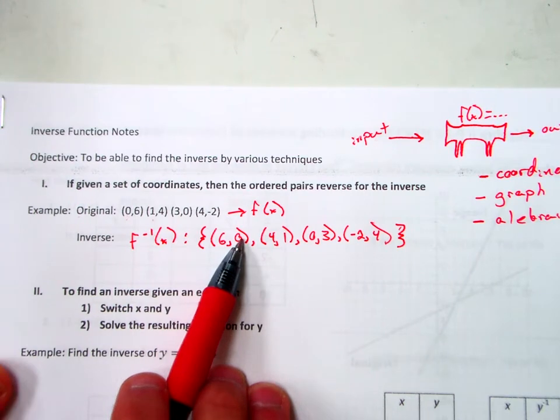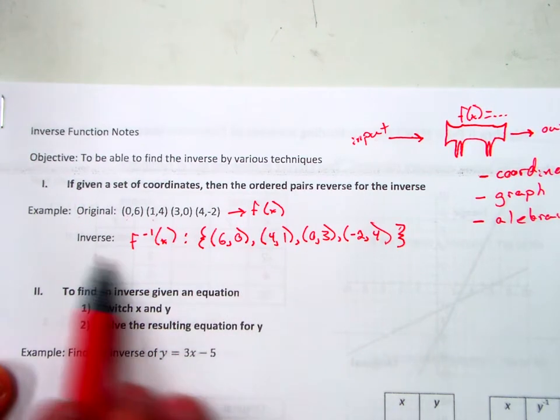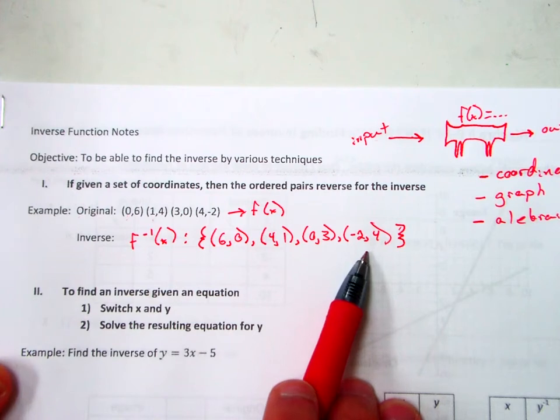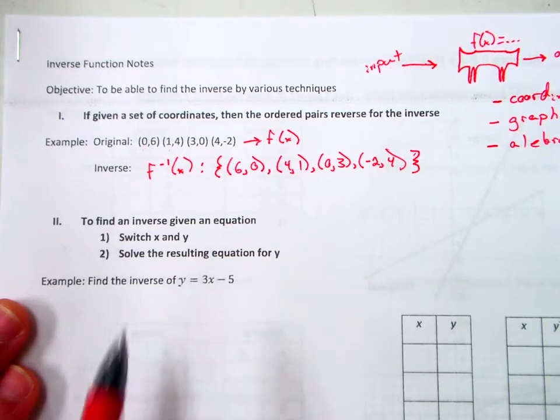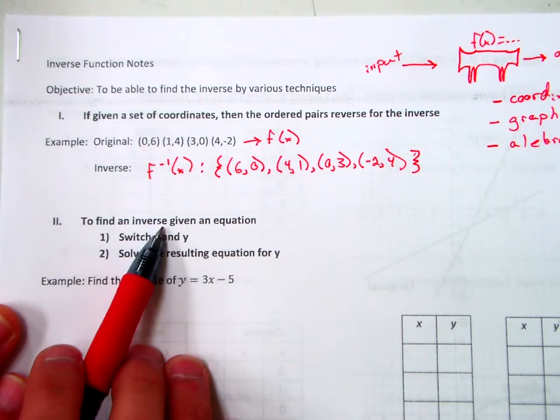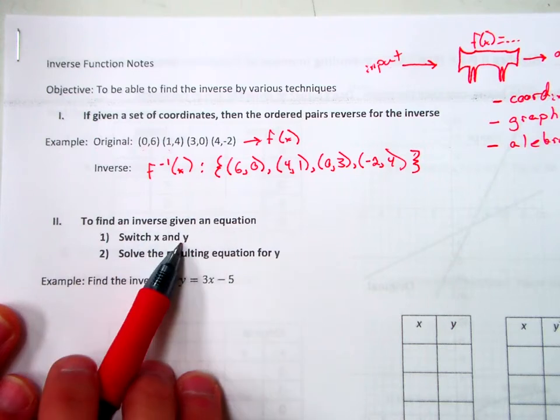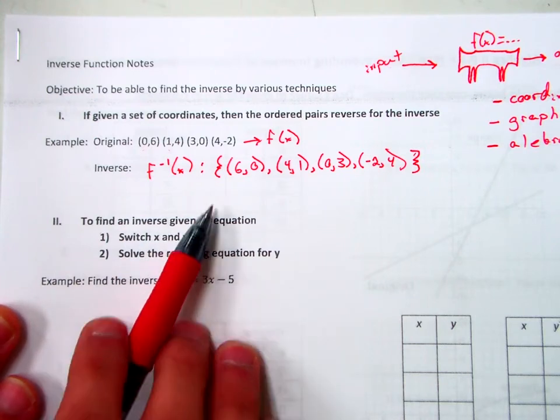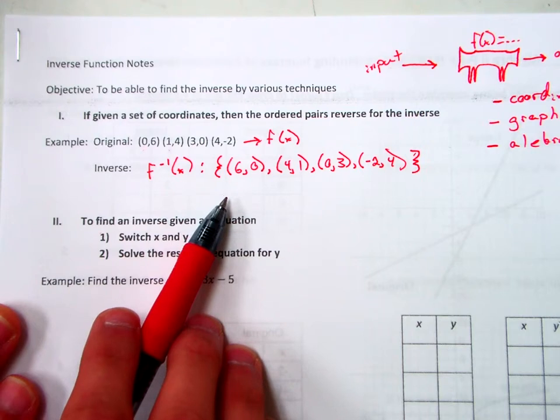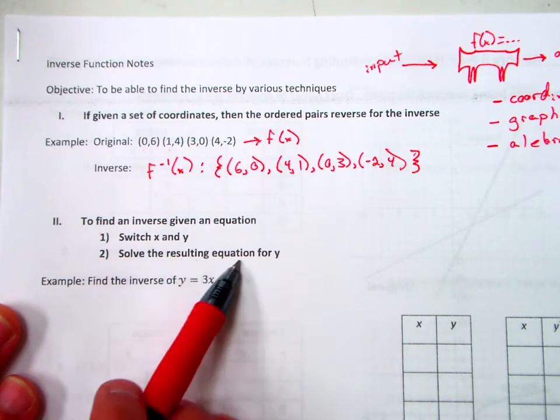If you look down here, this is how you find an inverse with coordinates. We're already done with that. You just switch the x and the y value. If you look here at the equation, to find an inverse given an equation, switch the x and y. It's the same idea. It's exactly what we did here, except now we're just doing it with an equation. Then you have to solve the resulting equation for y.